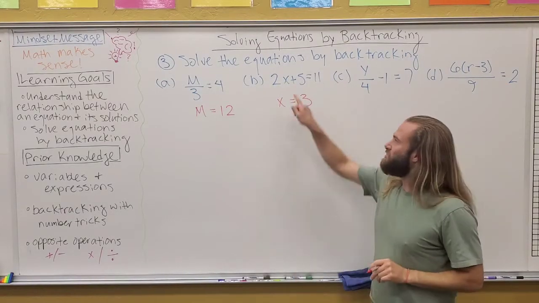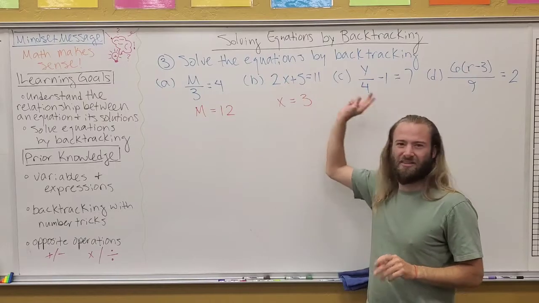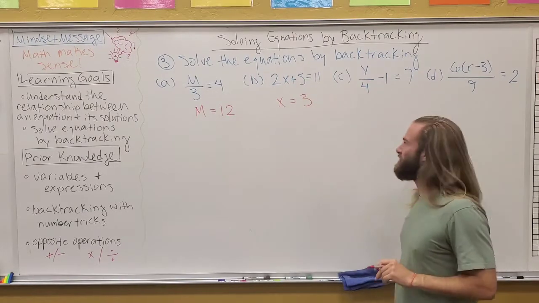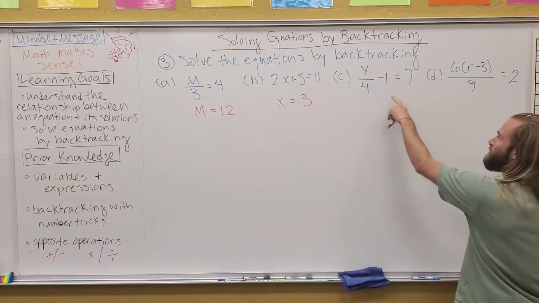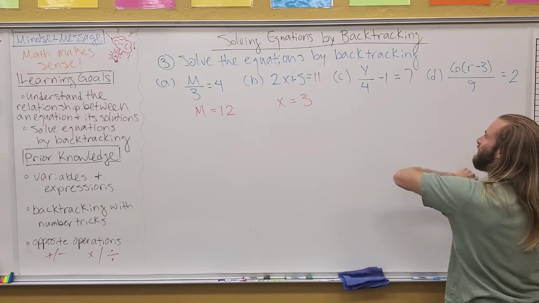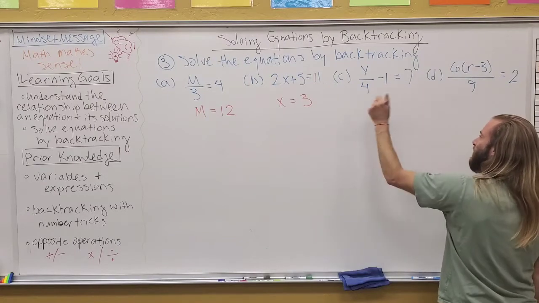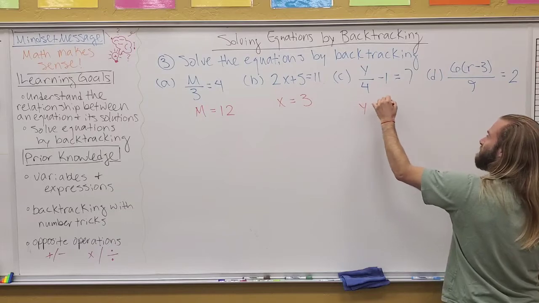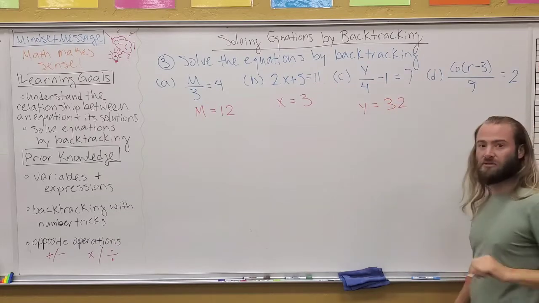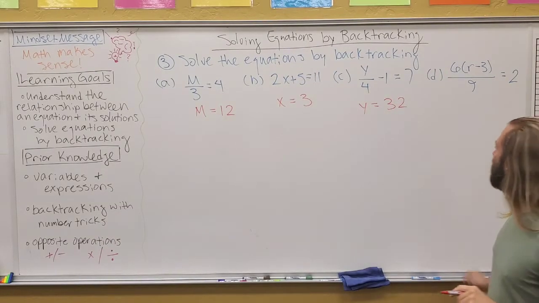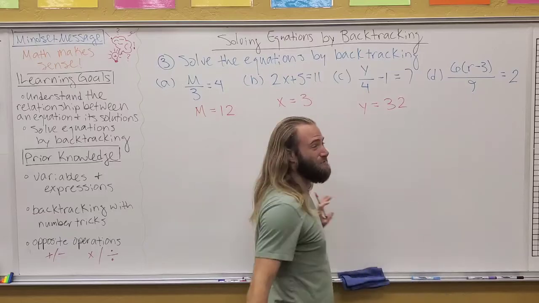You maybe could have also just checked that by plugging numbers in your head. That's totally okay to do on those ones if you can. And this one here, if you add 1, you get 8. And then you need to multiply by 4. So y equals 8 times 4, so 32. Okay, check that one. And then this one's a little bit of a doozy, right?